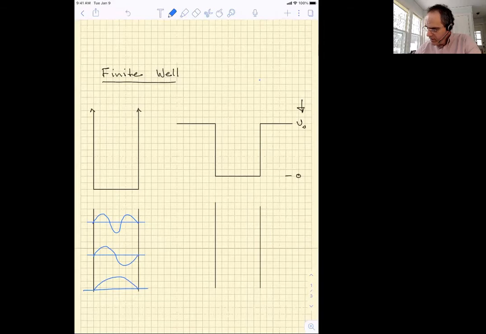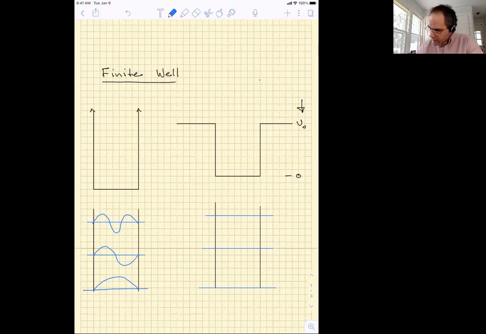In the finite well, we expect things to look somewhat different. The basic idea is that when the particle is inside of the well, it acts like a free particle with positive kinetic energy and should be described by an oscillating function. But when it's outside of the well, it's in a situation where the potential energy, U naught, is greater than the energy of the particle. And so in that situation, we expect the wave function to be a decaying exponential.